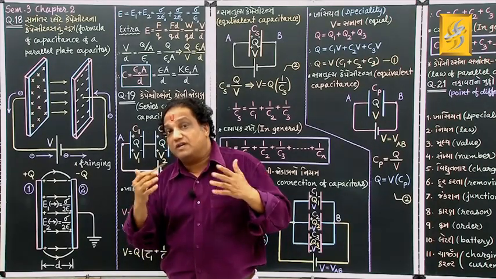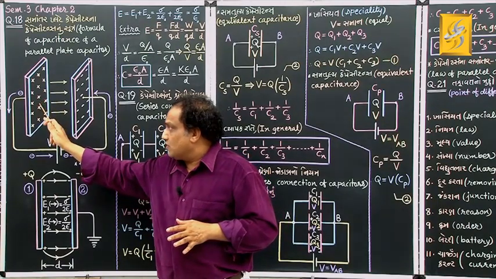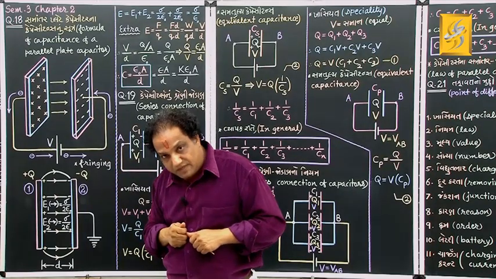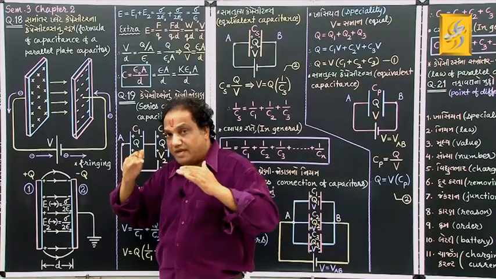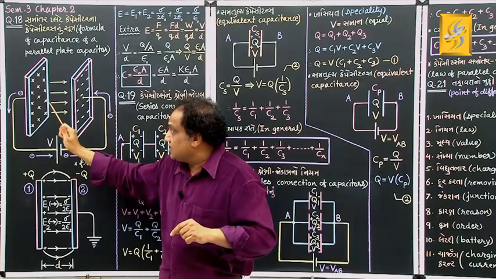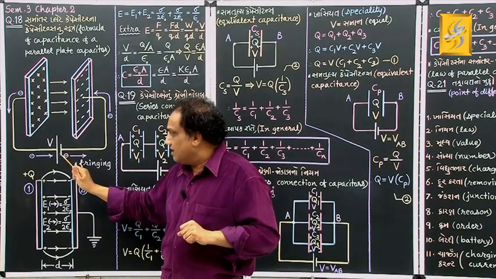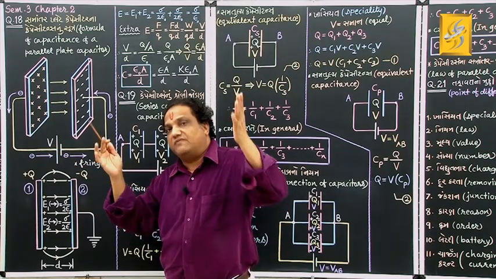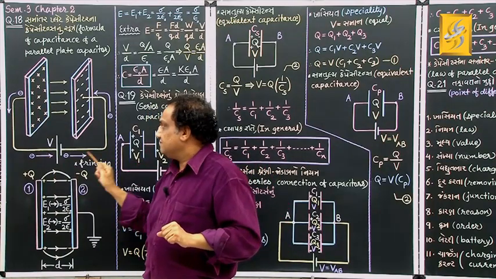But how long will it continue? Look, as more and more positive charge is established here, and more and more negative charge is established here, the potential difference between these two plates keeps on increasing, correct? At one stage, the potential difference between these two plates will become equal to the terminal voltage of this battery. At that point and after, no more electrons get transferred from this plate to this plate.